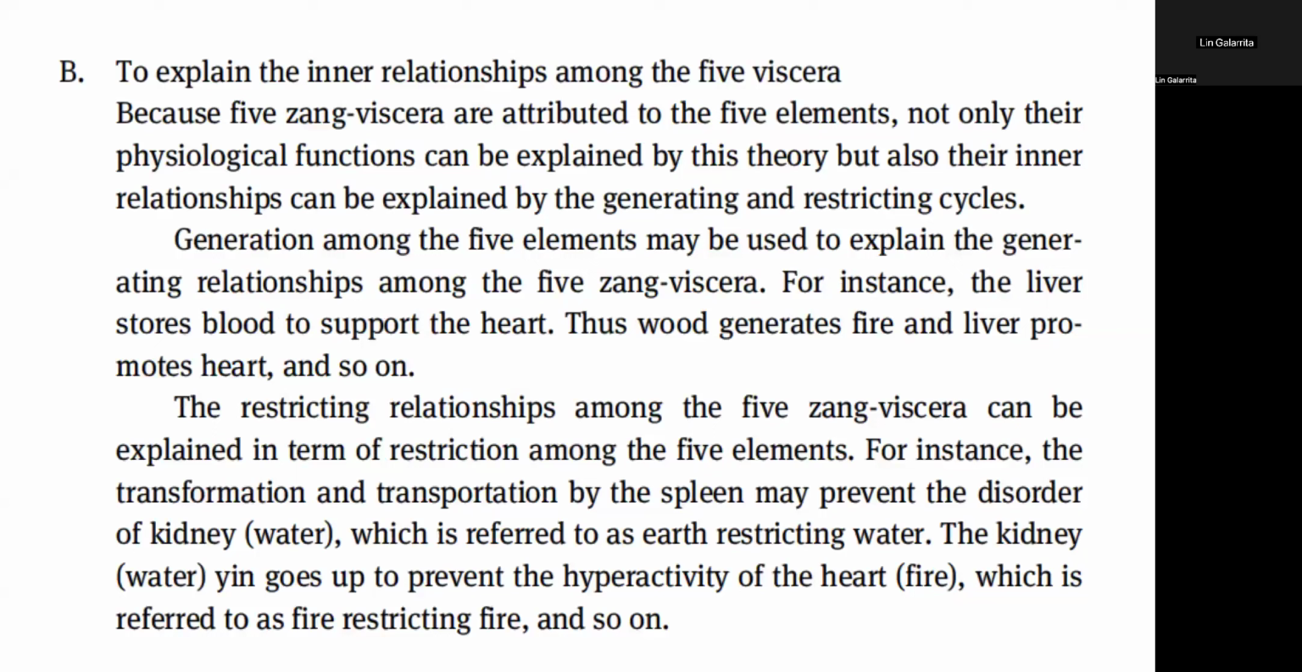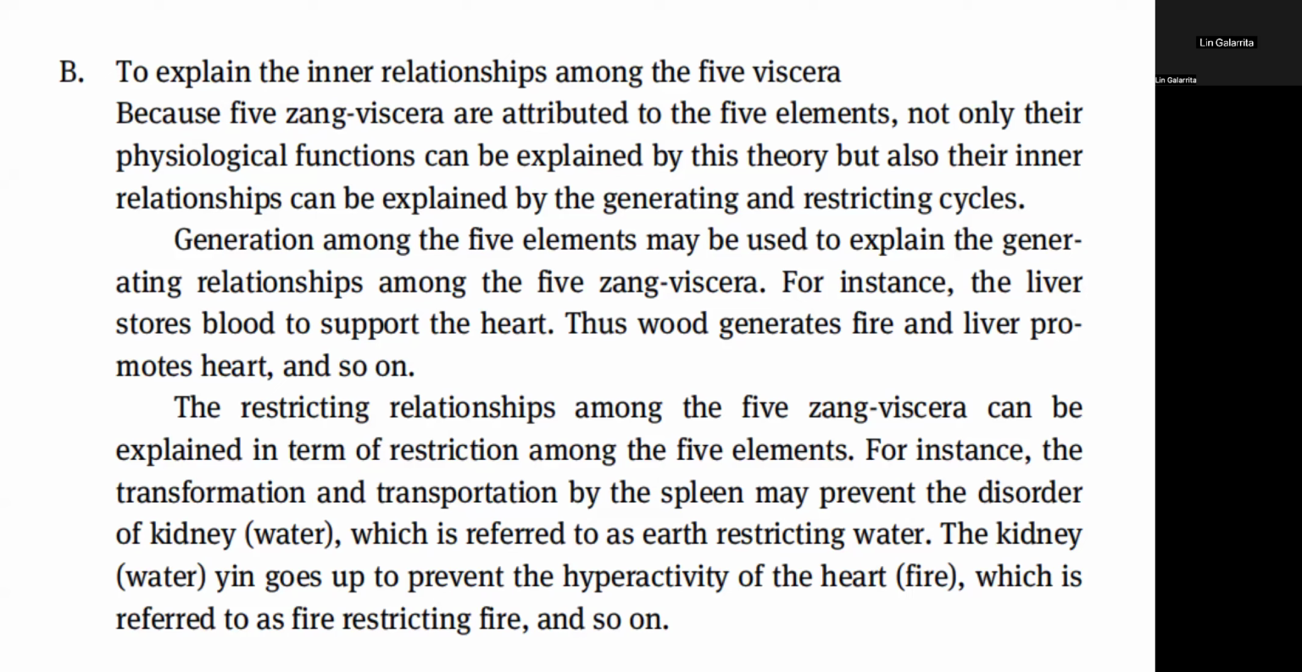The second function is to explain the inner relationships among the 5 viscera. Because the 5 Zang viscera are attributed to the 5 elements, not only their physiological functions can be explained by this theory, but also their inner relationships can be explained by the generating and restricting cycles. Generation among the 5 elements may be used to explain the generating relationships among the 5 Zang viscera. For instance, the liver stores blood to support the heart. Thus, wood generates fire and liver promotes heart, and so on.